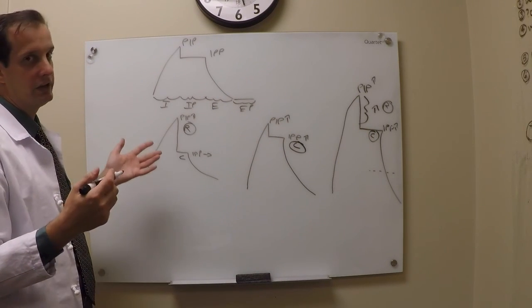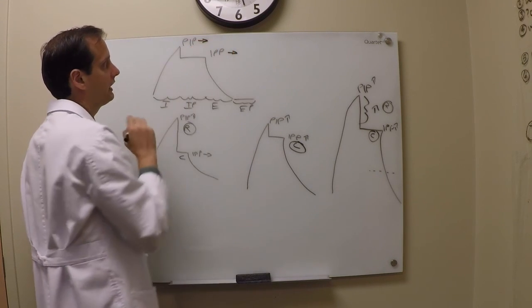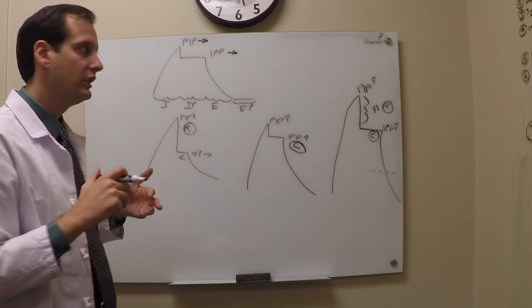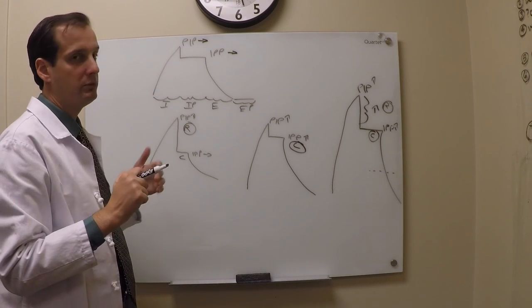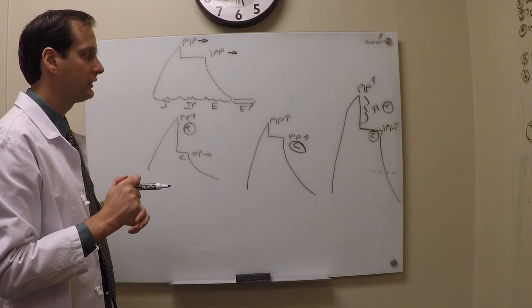Obviously, the last scenario would be that you could be hypoxic and have a normal peak and a normal plateau, in which case you probably have an extrapulmonary or maybe a pulmonary vascular source of hypoxia, such as pulmonary embolism.